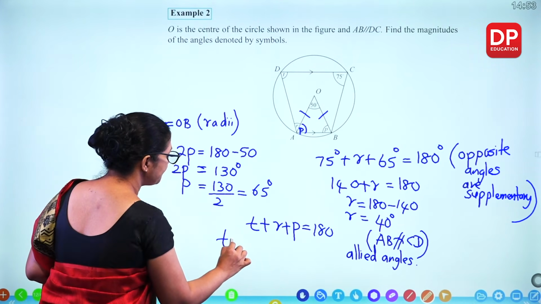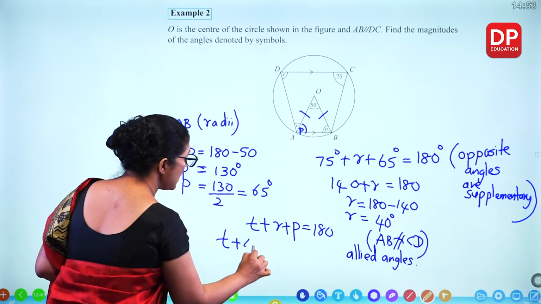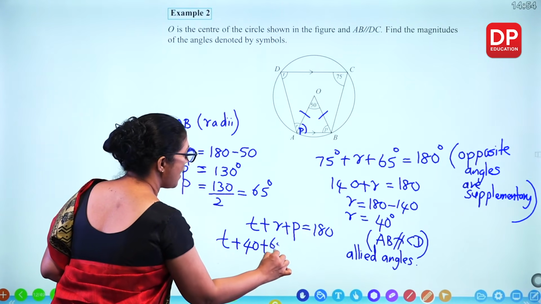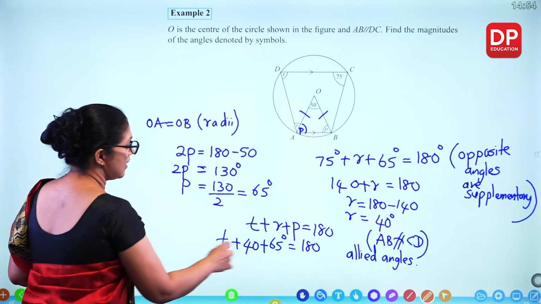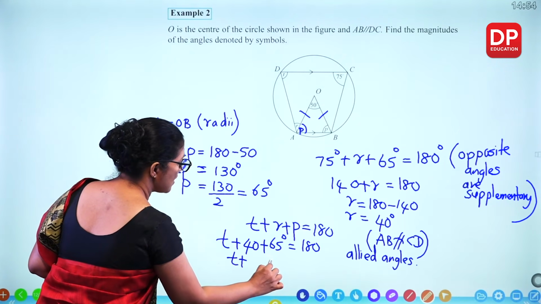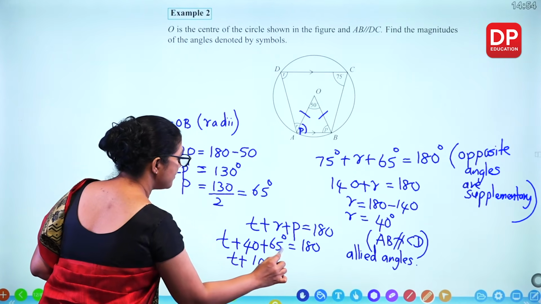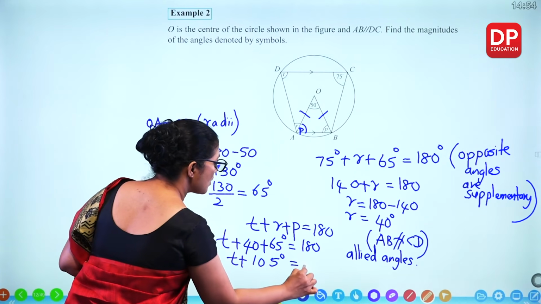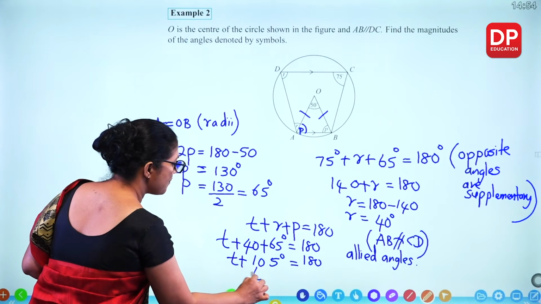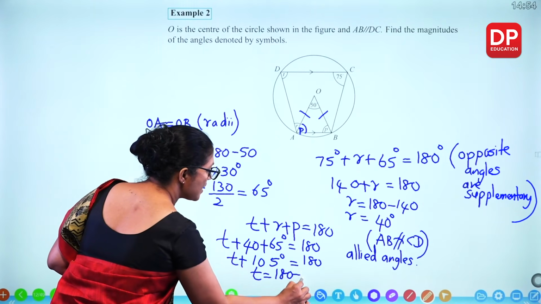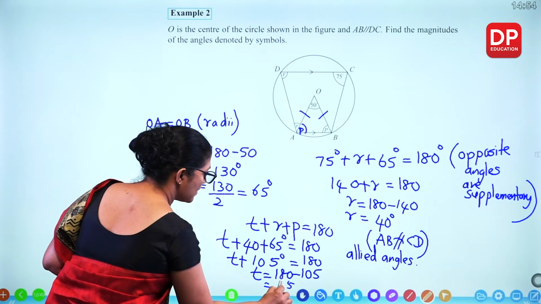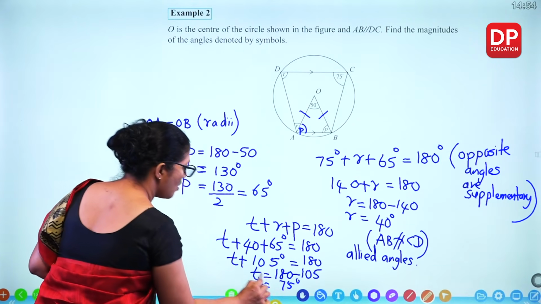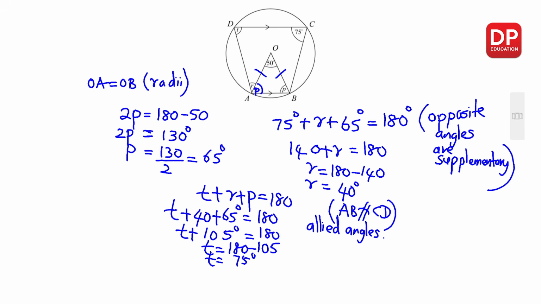So what's T? R is 40, P is 65. You get 105. So T plus 105 is equal to 180. So what's T? 180 minus 105. So you get 75 degrees for value of T.